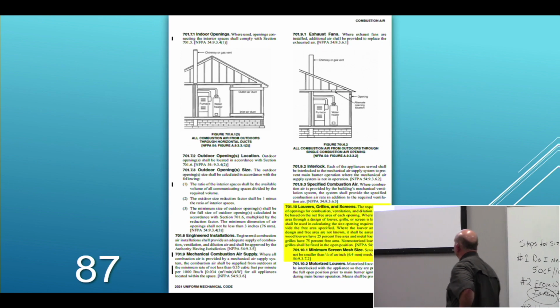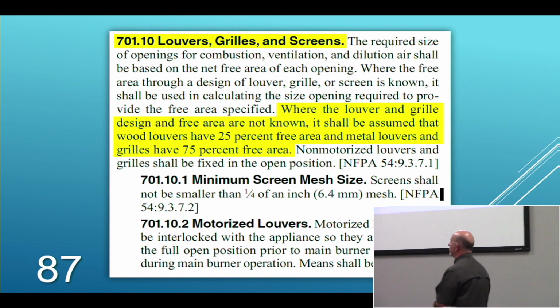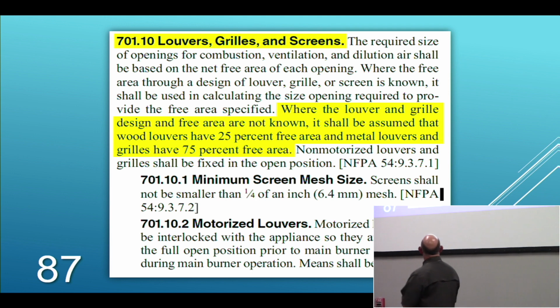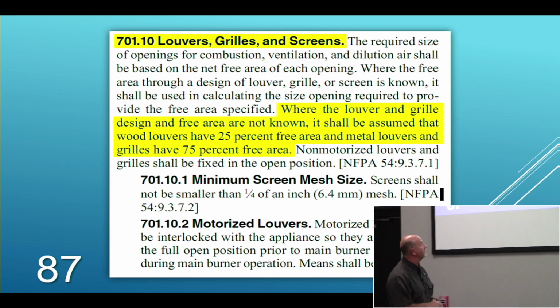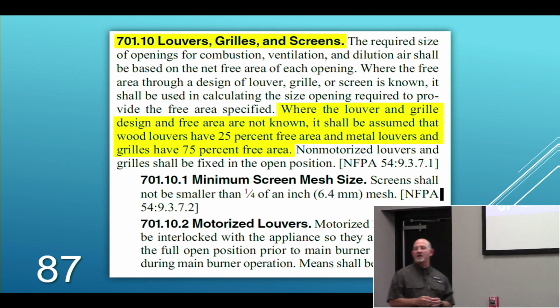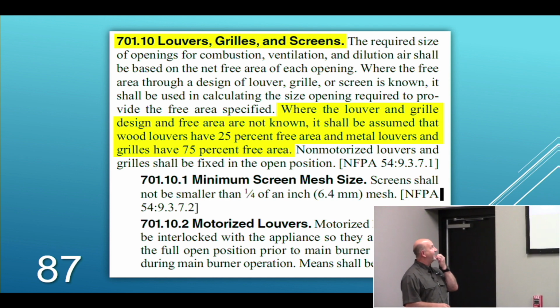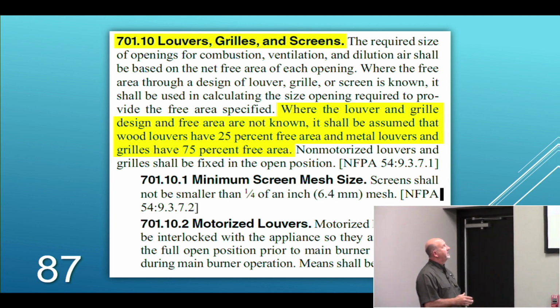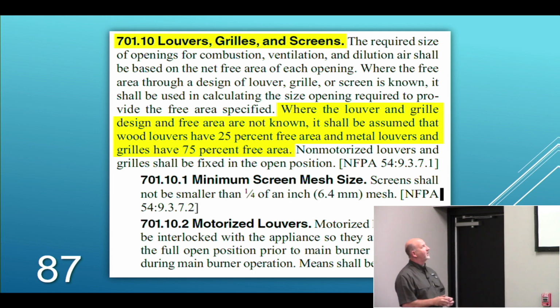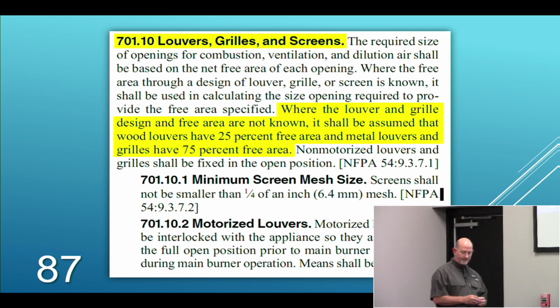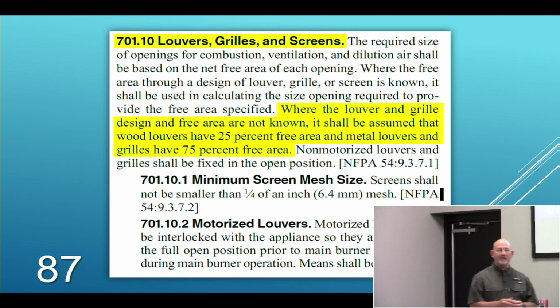Page 87, bottom right, 701.10, louvers, grills, and screens. Drop down inside that paragraph 6 lines. Where the louver and grill design and free area are not known, it shall be assumed that wood louvers will have a 25% free area and metal louvers and grills have a 75% free area. Now here's what that means.